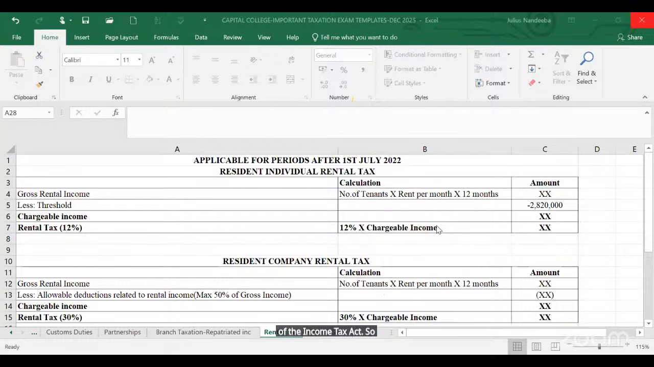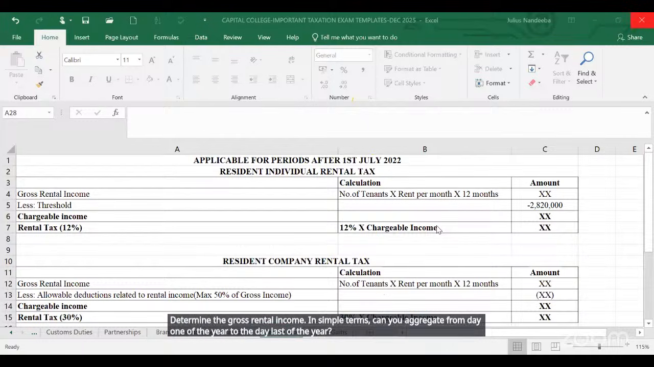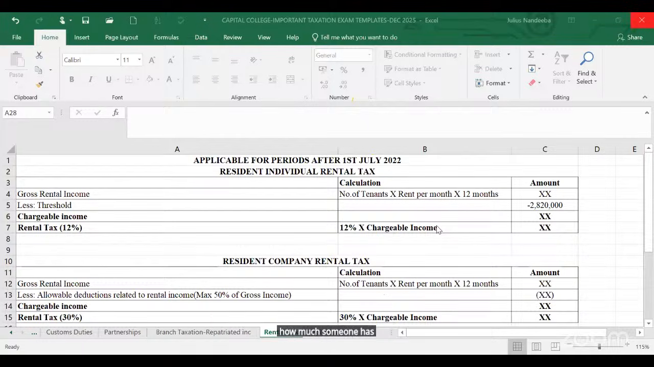So, what do we do if you're dealing with an individual? I think it is the easiest for an individual. You have to take only 3 steps. For an individual, you take only 3 and you have your tax. Step number 1, determine the gross rental income. In simple terms, can you aggregate from day 1 of the year to the last day of the year how much someone has earned in rental income? If you're the landlord, you can know how much you have earned from your houses. So that is easy to do.